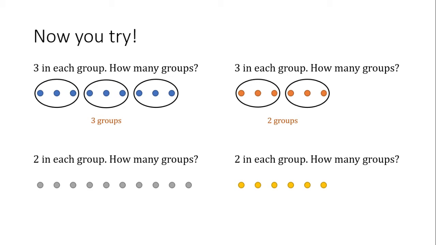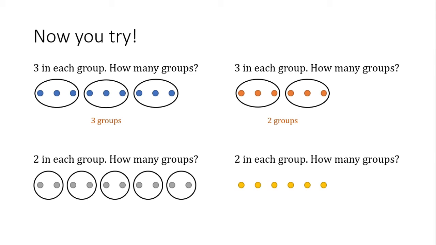In the bottom left, we have 10 dots, and we're going to put 2 in each group. So we're just going to draw circles around them with 2 in each of them, or ovals, I should say. Here we go. 1, 2, 3, 4, 5. Okay, so there are 5 groups. Actually, those ovals do look a bit like circles.